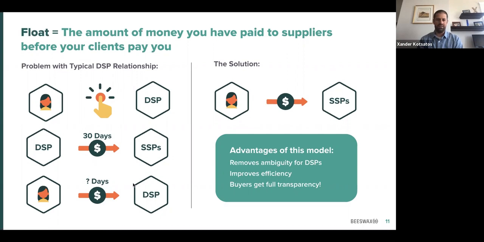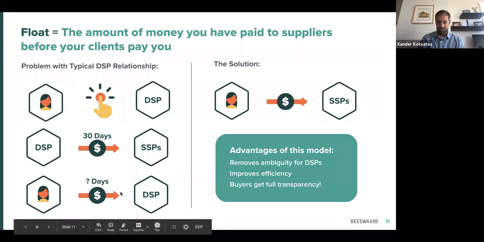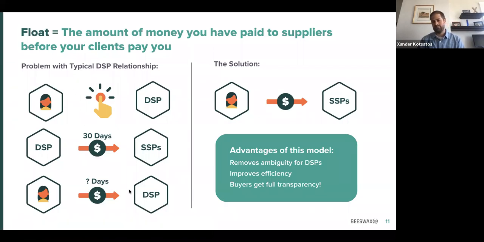Now, at the end of the day, if the DSP has that much cash on hand, they can probably cover this float. But if they don't, they will have to essentially borrow against it. And every dollar you don't have, or that is out in your accounts receivable, is a dollar that you don't have today. Not to mention, sometimes clients go bankrupt, right?